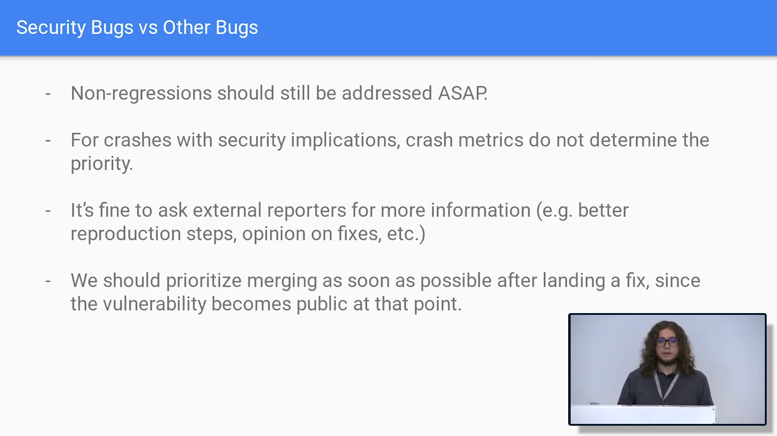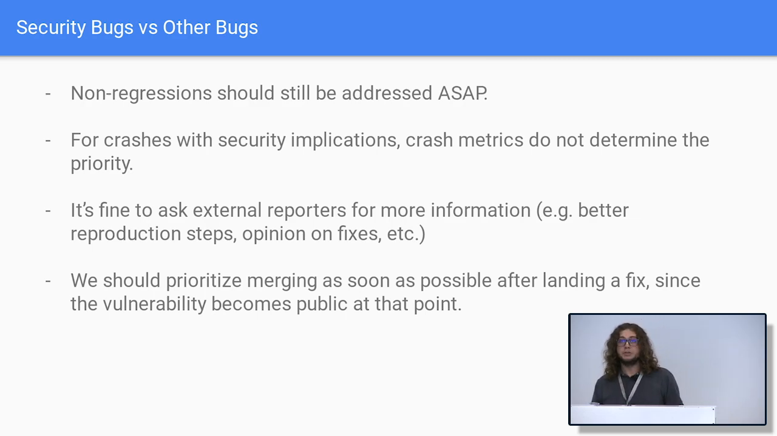When you get a security bug that's reported by an external reporter, it's perfectly fine to ping them for more data, like better reproduction steps, an opinion on the fix, anything that you need from them. Because we pay those users through the vulnerability rewards program, and we pay higher amounts for better reports. So it's in both your and the external reporter's best interest to get a higher quality report in the bug.